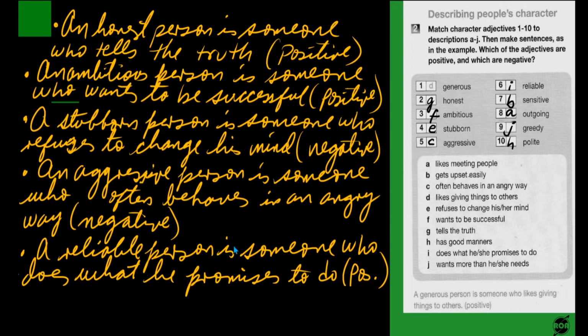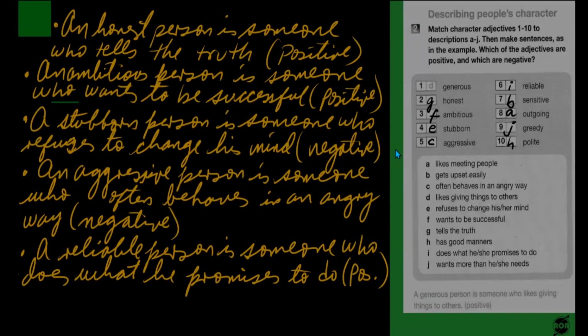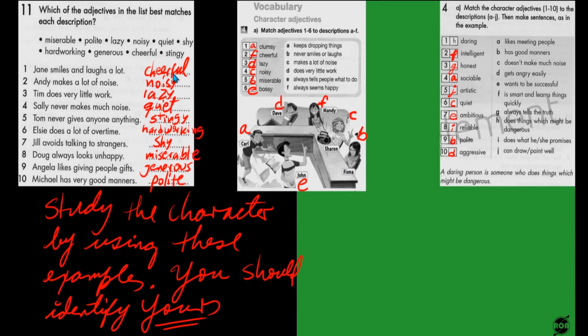Here you have some examples of what we have just said. And of course, they are divided into positive and negative adjectives. Then more examples of the same are right here. Okay, for instance, Jane smiles and laughs a lot, so she's cheerful. Andy makes a lot of noise, he is noisy. Tim does very little work, he's lazy. Sally never makes much noise, is quiet. Tom never gives anyone anything, is stingy. Elsie does a lot of overtime, so she's hardworking.